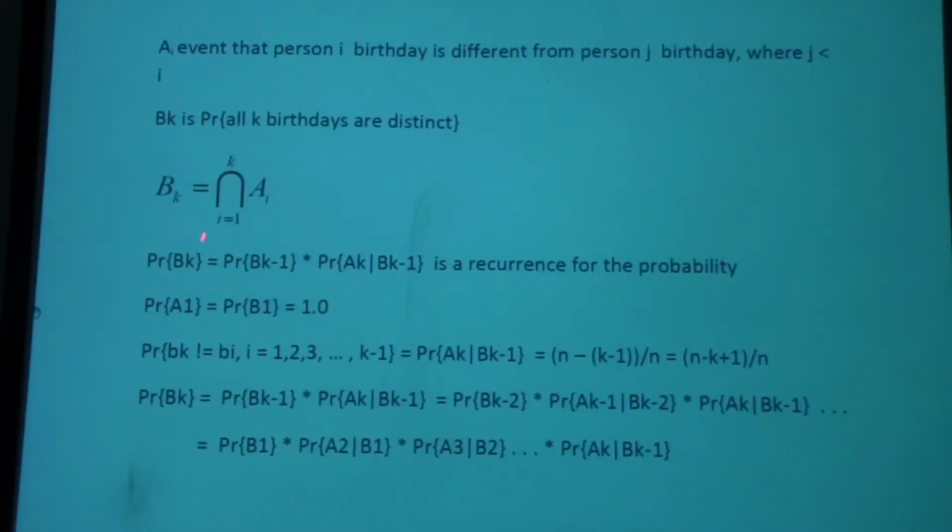So the probability that all k birthdays are distinct is the probability that all k minus 1 birthdays are distinct, times the probability that the kth person is different than all the other people, given that all the people in B_k minus 1 are different than the one before. What kind of probability is this? Anybody know? When we have this line. Probability of A_k given B_k minus 1. That's called a conditional probability.